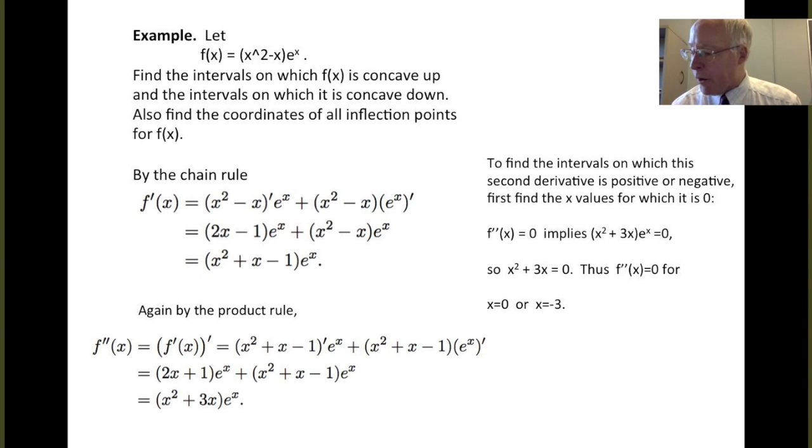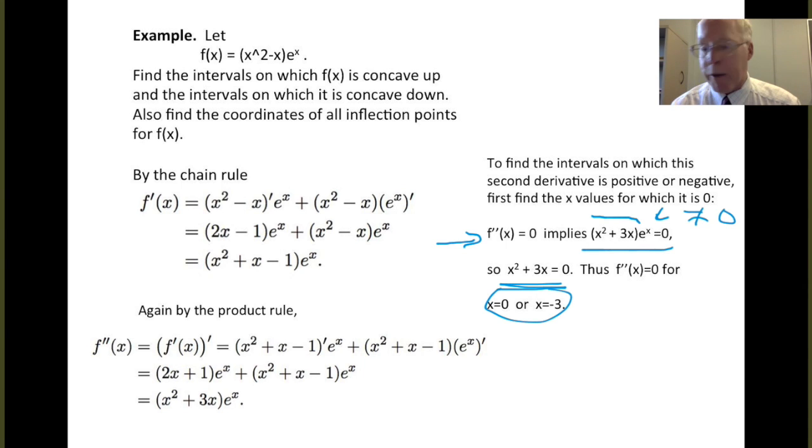So this is not a hard equation to solve. f double prime of x equals 0 tells us that x squared plus 3x times e to the x is equal to 0. We have a product here, and a product is 0 only when one of the factors is 0. Because e to the x is never 0, we know that this product will only be 0 if the x squared plus 3x is 0. So we can focus on that. And a quadratic like this is easy to solve by factoring. We see that x must equal 0 or x must equal minus 3.